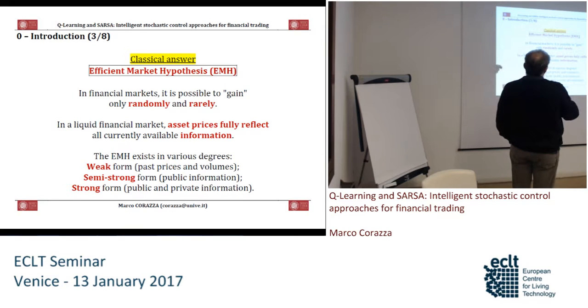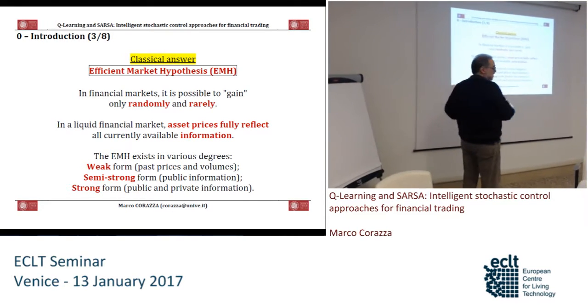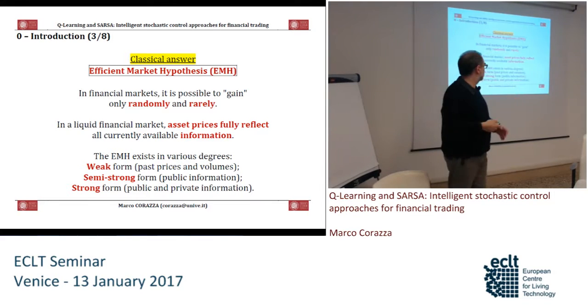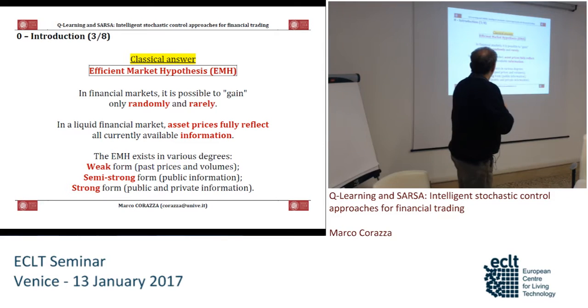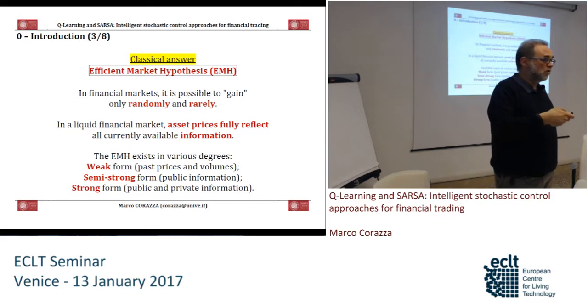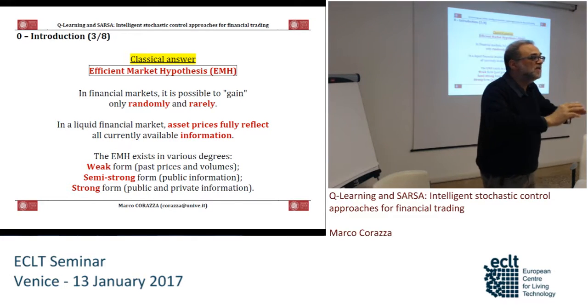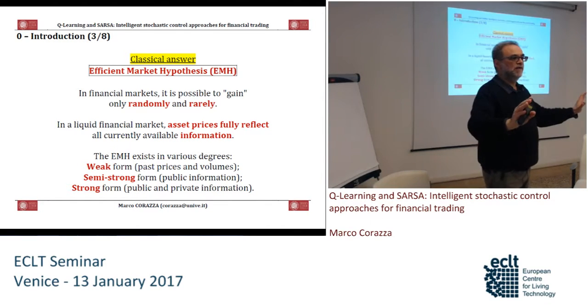The classical answer is based on the classical theory about the financial market, that is the efficient market hypothesis. This is the theory for which in 2013 Eugene Fama won the Nobel Prize in economics. So it is the most important theory about the functioning of financial markets.